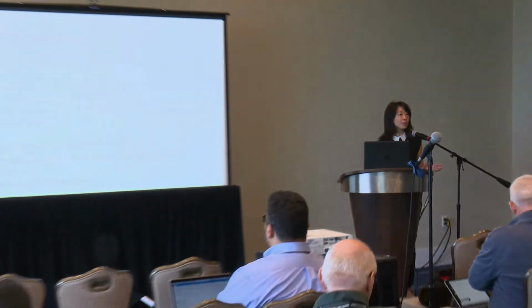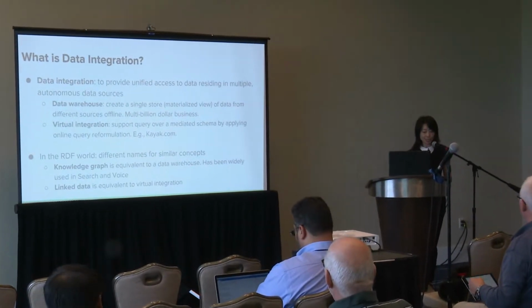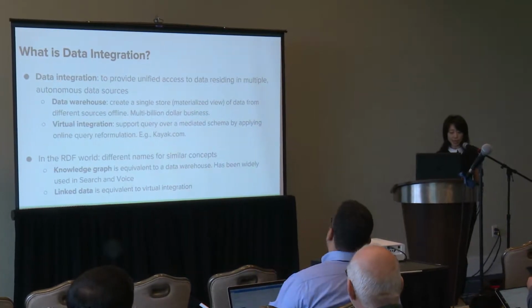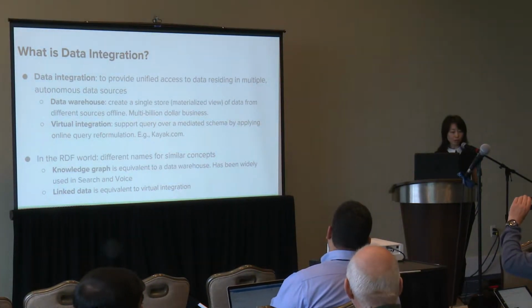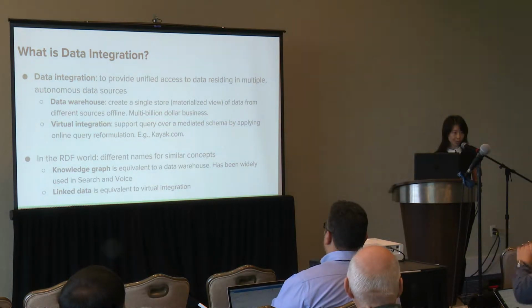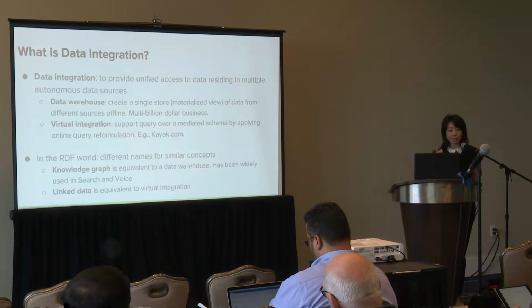Okay, so we will talk about data integration and machine learning. Let's get started with data integration. Data integration is to provide unified access to data from multiple autonomous data sources. And there are two kinds of data integration systems. The first one is data warehouse, where we build a single store to put data from all different sources into the same store at offline time. And this store can be considered as a materialized view.